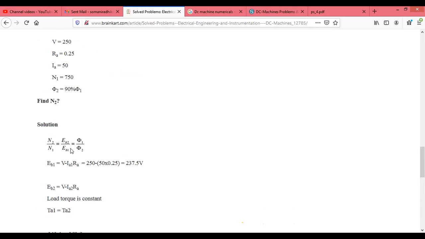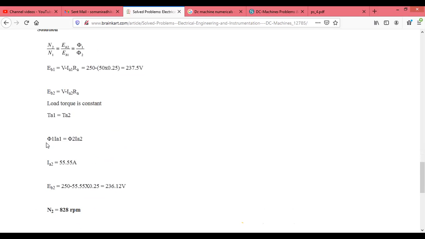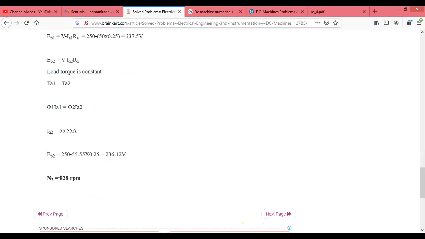And we have the equation EB2 upon EB1 equal to N2 upon N1. N1 value is there, EB2 and EB1 values are there. If you do cross multiplication, you will get the value for N2. N1 we already have, EB2 is there, EB1 is there. If you do cross multiplication, you will get the value for N2, that will be 828 rotations per minute.